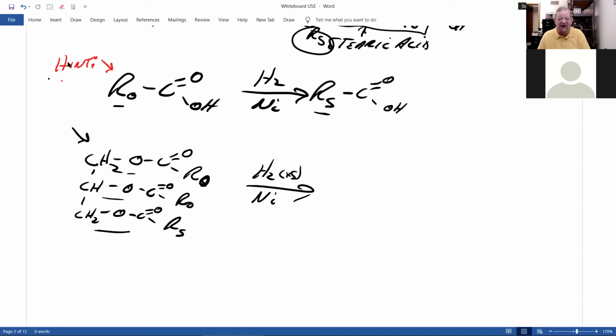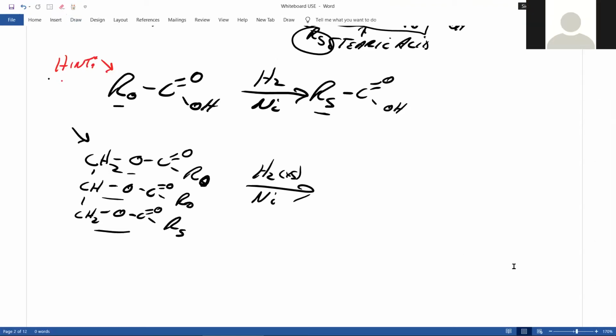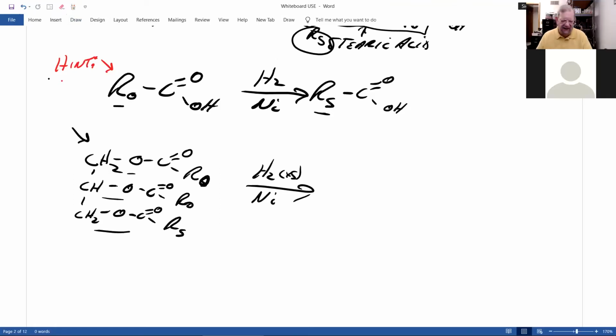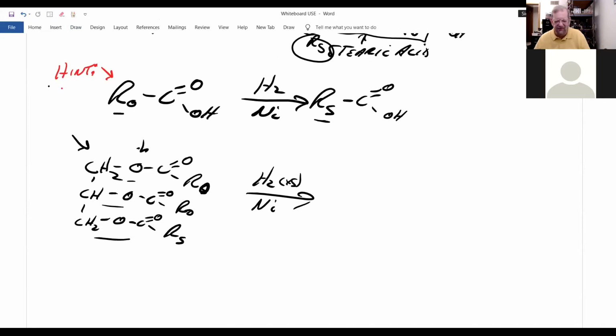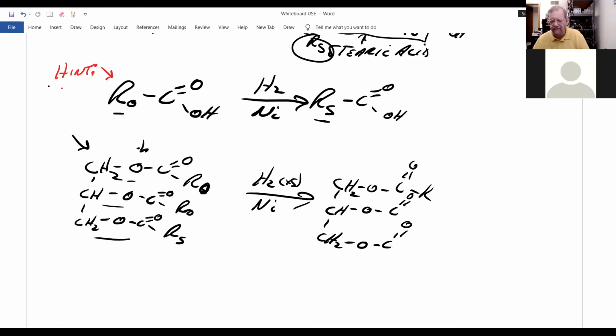All right, anybody need more time, or better yet, if you want me to go ahead and do this, give me a thumbs up. All right, by popular demand, I'll help. All right, hydrogen will not react with an ester. So immediately I can do this. However, hydrogen will react with a double bond.